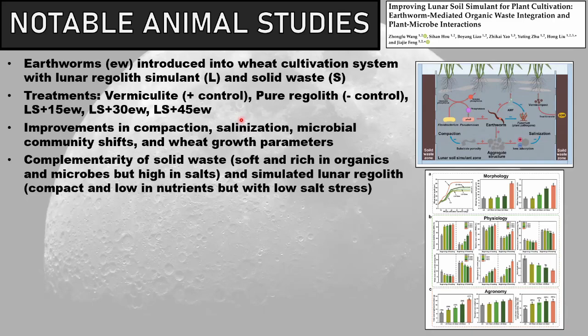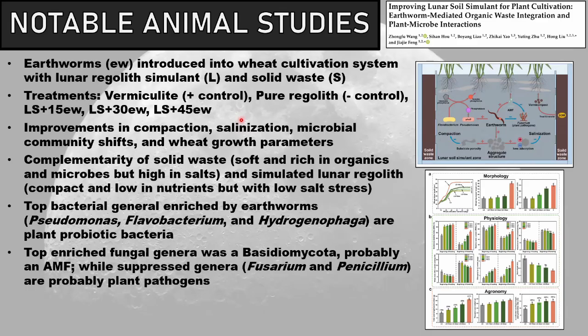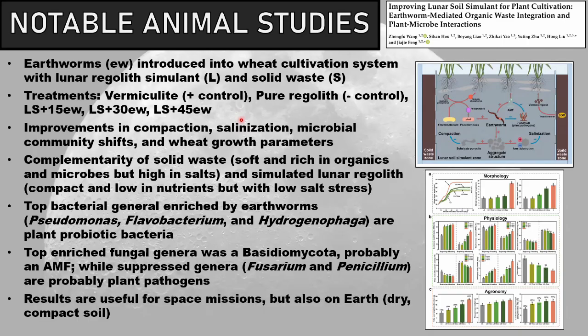And the solid waste and the similar lunar regolith were actually complementary. So, for example, one had high salt, one had low salt, so kind of balanced out. Or one was rich in organics, one was poor in organics, so they balanced out. So that was a good implementation. Bacteria genera were enriched. Some fungi genera were enriched, and the ones that were suppressed were probably pathogens, so that's even better.